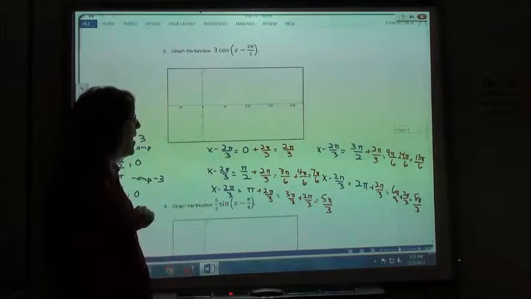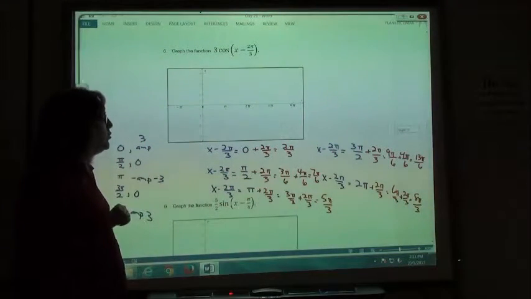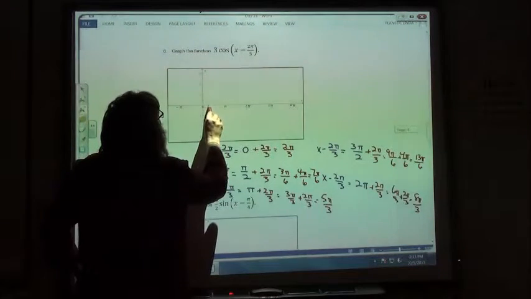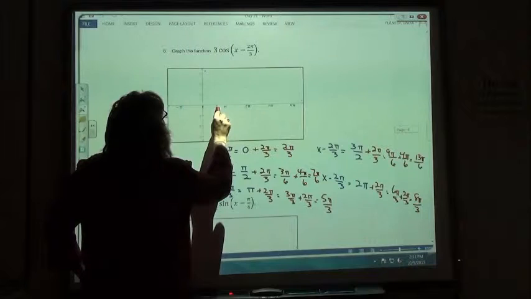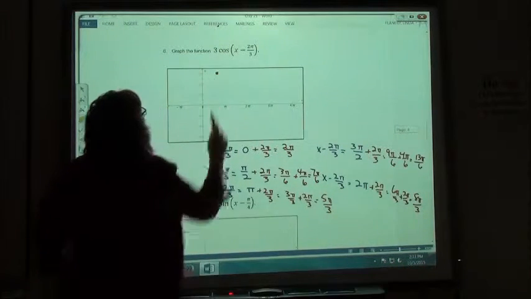Again, if I look at this one, there are 1, 2, 3, 4, 5, 6. So each of these is pi over 6. If it's over 3, I have to do double that. So 2 pi over 3 would be 4 pi over 6. 1, 2, 3, 4. Since this is cosine, I'm going to go up to my amplitude first. So I'm going to go up to 3.